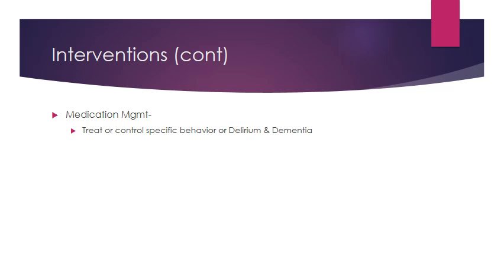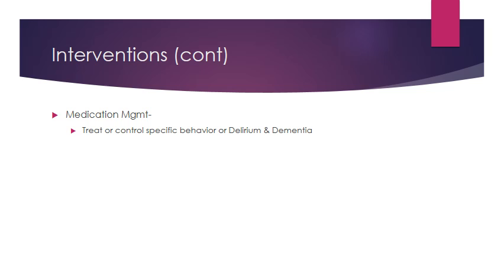The next slide talks about medication management in both delirium and dementia when we want to treat specific behavior of those disorders. So for example, in both delirium and dementia, we can have patients who are slightly agitated or very agitated, which is making it difficult possibly for them to sleep, or difficult for them to cooperate with treatments. So there are some medications that we can give for that specific behavior. We can give atypical antipsychotics.